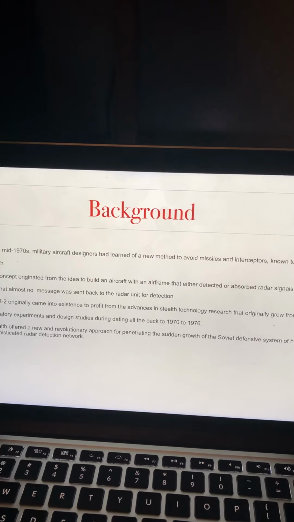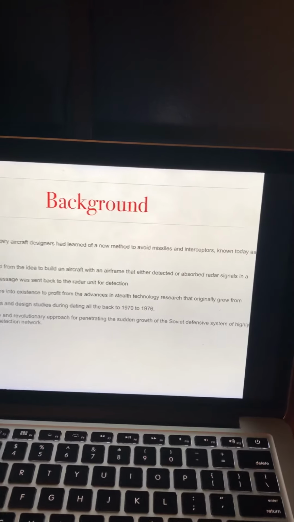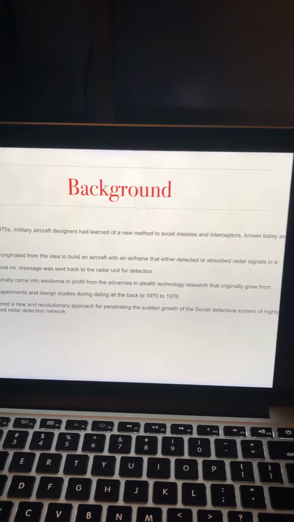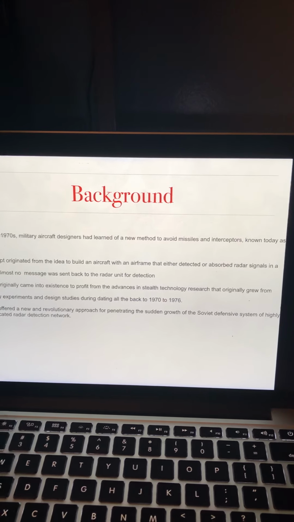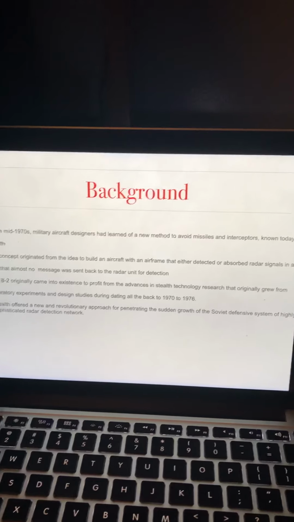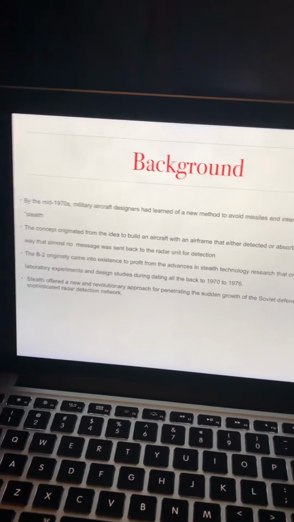Stealth offered a new and revolutionary approach for penetrating the sudden growth of Soviet defense systems and highly sophisticated radar detection networks. What's important is that the growth of Soviet air warfare capability is one of the fundamental reasons why the B-2 was invented in the first place.